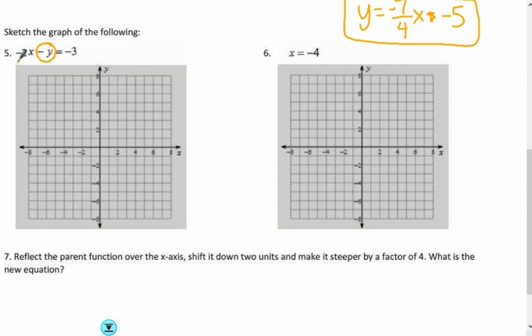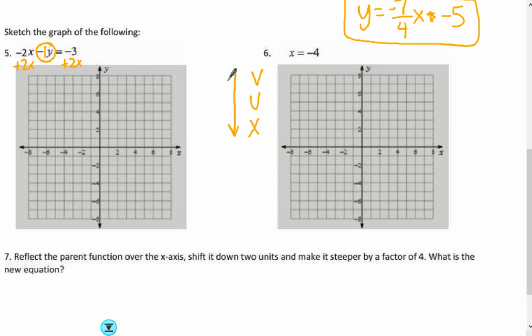Alright, so that means you need to add this 2x to the other side. And then you're going to have to divide by a negative 1 to get rid of that negative y. And then you can graph from there. Now, this one is a special case, which is why I wanted to refresh you on this.